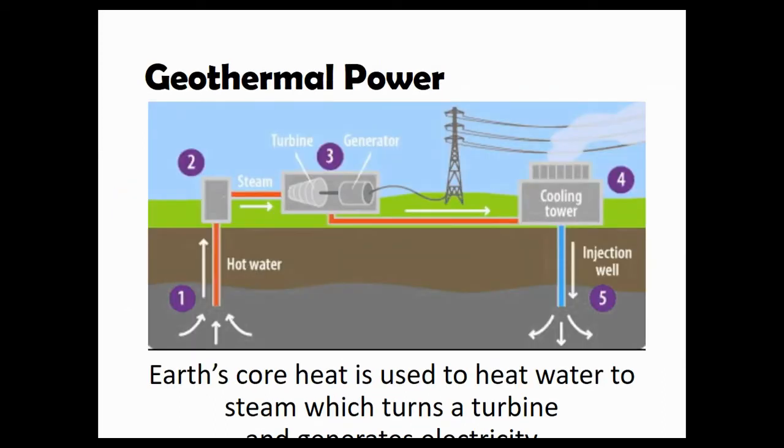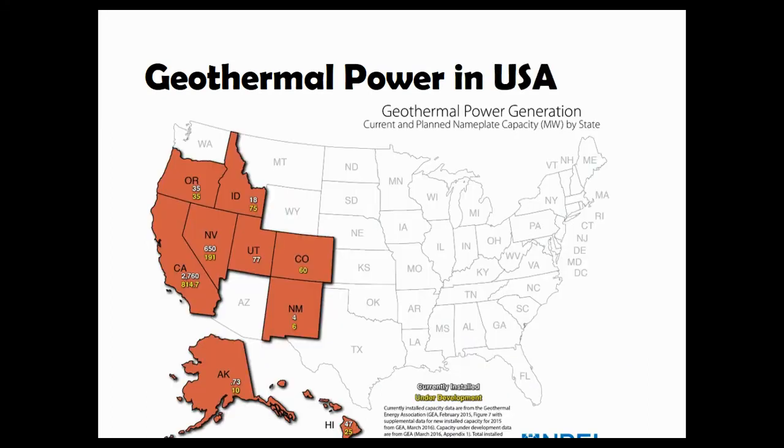The last form of renewable energy that we will talk about is geothermal power. Since we do not have very many active fault lines in Wisconsin, we are not a great source of geothermal power. Geothermal power works when the Earth's core heat is used to heat water that turns into steam. The steam then turns a turbine, which turns a coil of wire in a magnetic field and generates electricity.